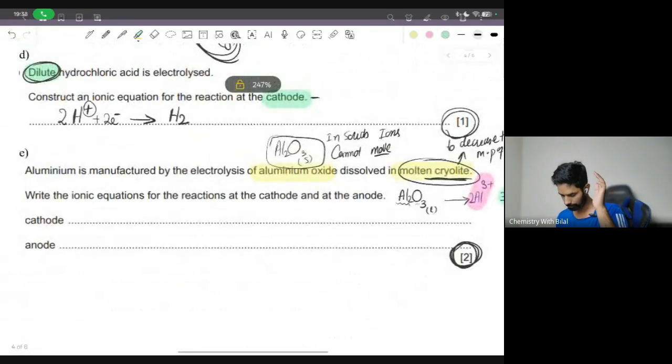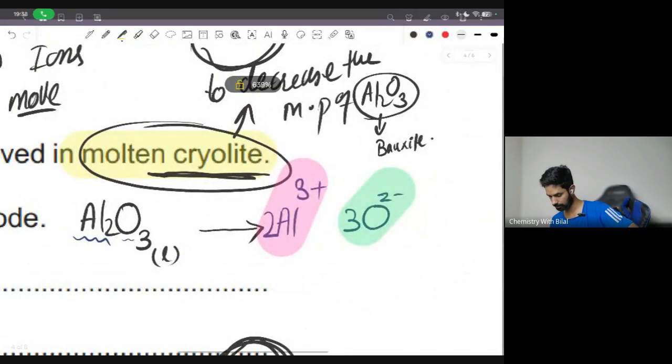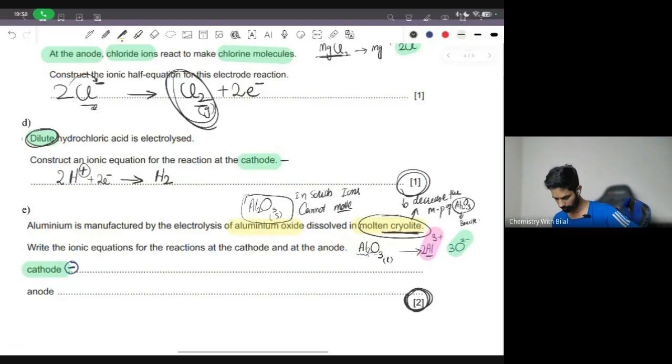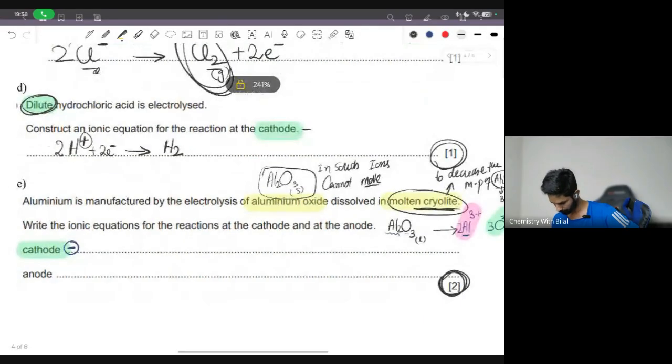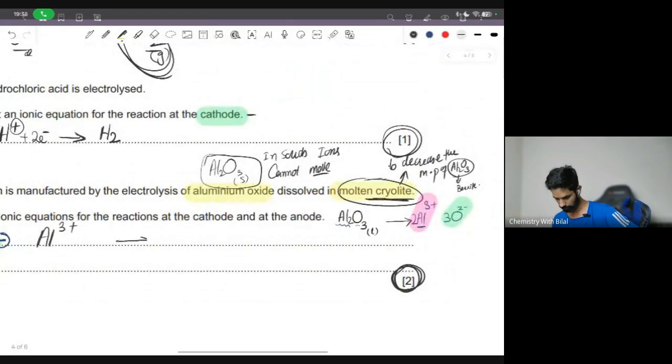Now, cathode is the negative plate. Zoya कह रही थी positive है, शायद Zoya के पास positive हो. So cathode is negative. It would attract the positive ions. What are the positive ions we have? We have aluminum ions. Zoya, aluminum ions ही positive है? Yes. Yes. Thank you, Zoya. So aluminum ions are the positive ions. And they will reduce, they will gain electron to form aluminum.